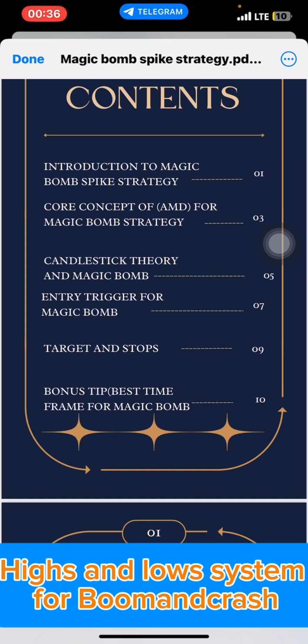And also on my bonus tip, I have the best time frame for the magic bounce back strategy, which is the best time frame for you to identify when to trade with the magic bounce back strategy and to understand which time frame to analyze your trade.